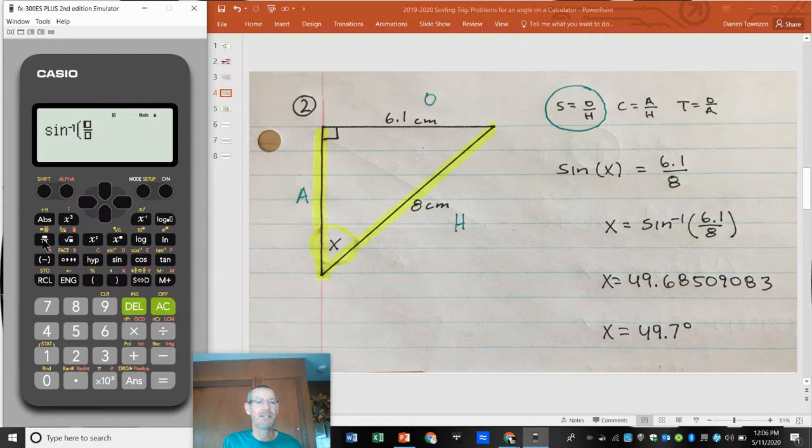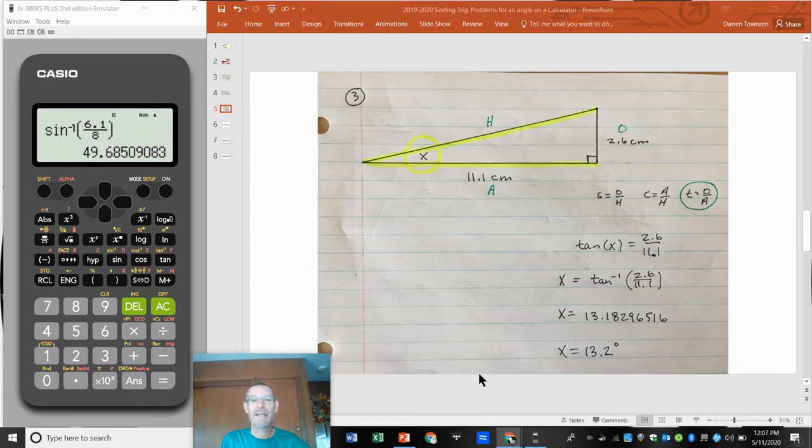Then I hit the fraction key, and on the top of the fraction, I put in 6.1. And on the bottom of the fraction, I put in 8. Then remember, you have to hit the right arrow to get out from under the denominator. And then you can close the parentheses, press the equal sign, and we find out that that is the angle right there. But in our textbook, it usually asks rounded to the nearest tenths place. So my 8 right here will bump up the 6 to a 7. And so this angle right here is 49.7 degrees.